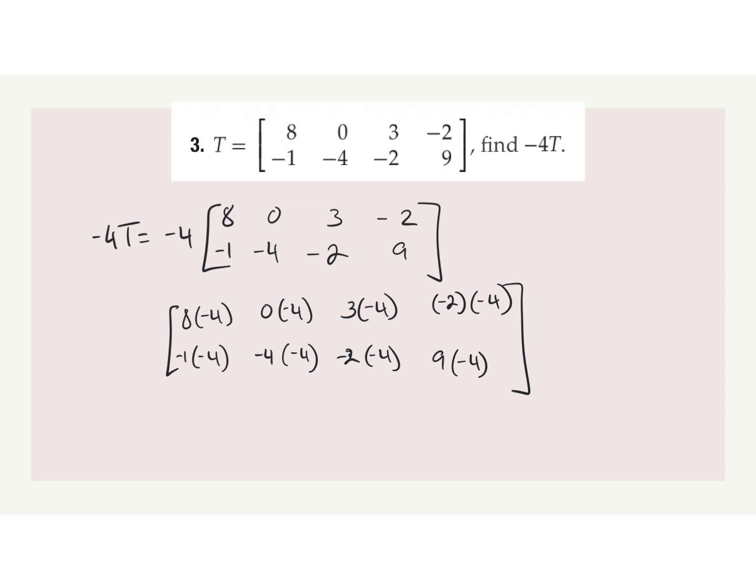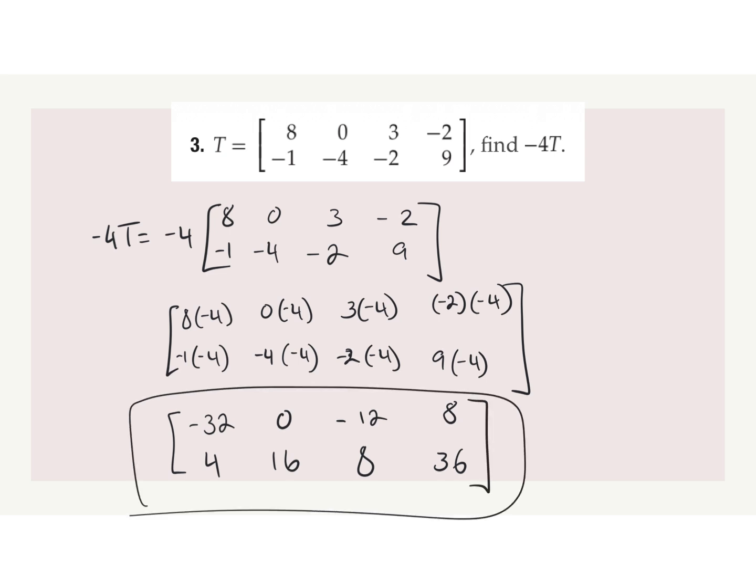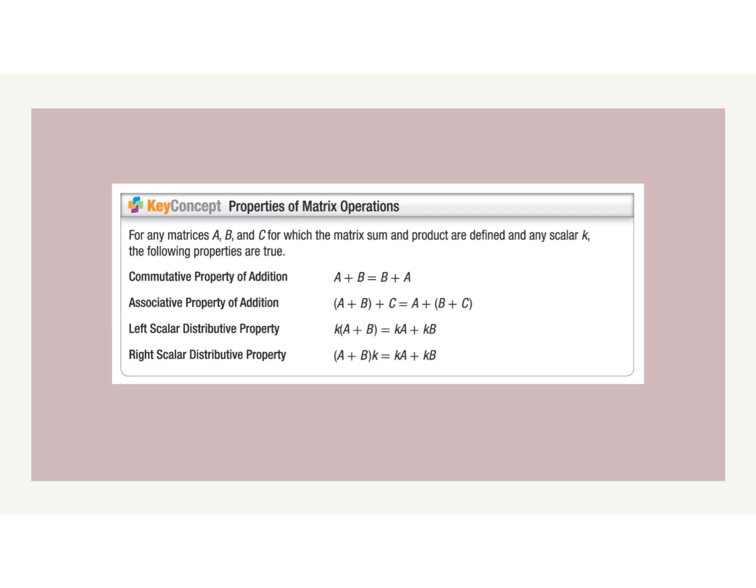Now, my final answer is going to be negative 32, 0, negative 12, 8, 4, 16, 8, and negative 36. So, the properties of matrix operations.